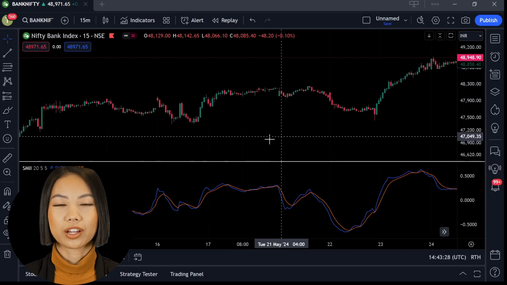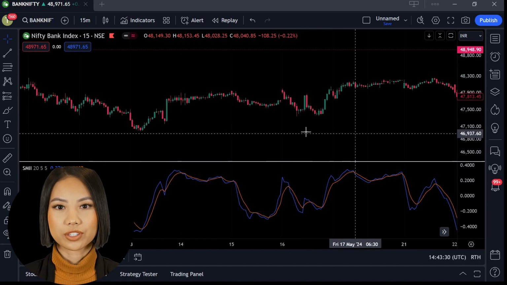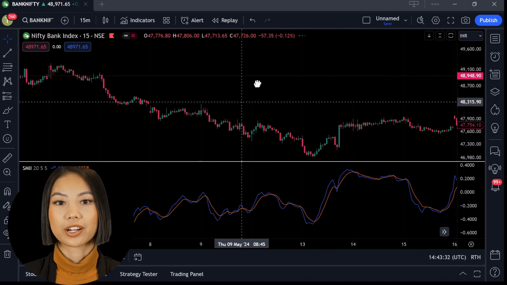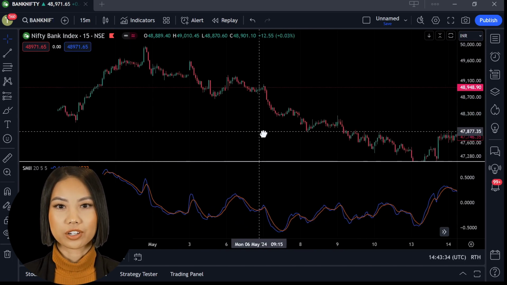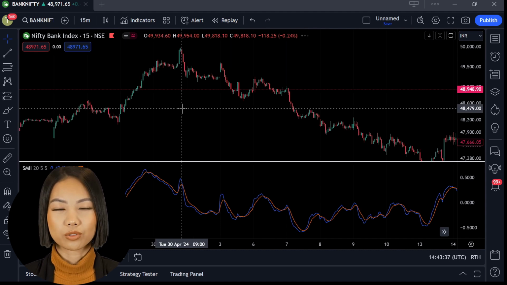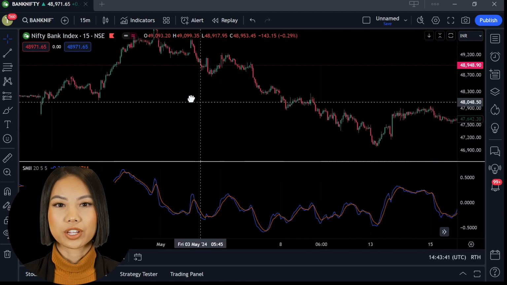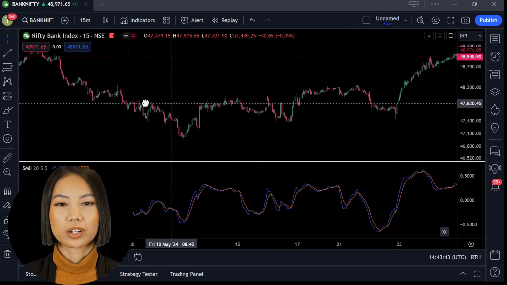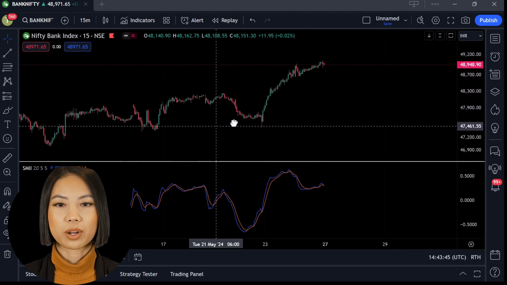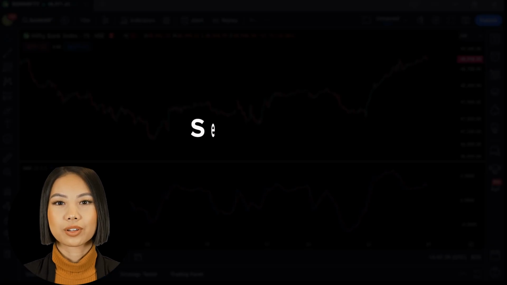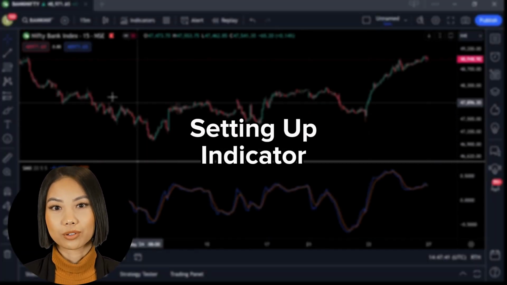The SMI Ergodic Indicator stands for the Stochastic Momentum Index Ergodic. It's a momentum oscillator that helps traders identify the direction and strength of market trends. Unlike traditional oscillators, it offers a smoother and more refined perspective, making it easier to spot potential buy and sell signals.